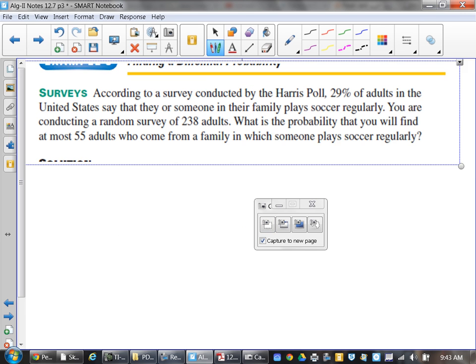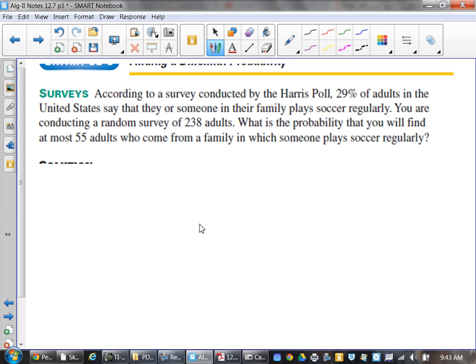That looks like this. We're talking about surveys. According to a survey conducted by the Harris Poll, 29% of adults in the United States say that they or someone in their family plays soccer regularly. You are conducting a random survey of 238 adults. What's the probability you will find at most 55 adults who come from a family in which someone plays soccer regularly? Now, the number of trials you have here is 238. They would consider that large. So your n value would be 238.